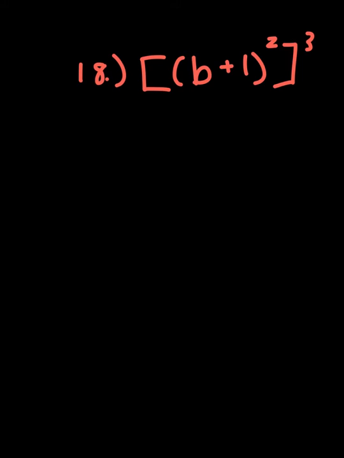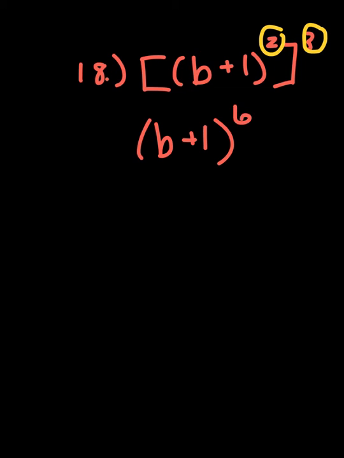Okay, so the first problem I want to go over is number 18, which is (b plus 1) squared, all raised to the third power. So I'm going to start by doing the power raised to the other power. When I have two powers being raised to one another, I know I need to multiply. So I'm left with b plus 1 raised to 2 times 3, which is the 6th power.